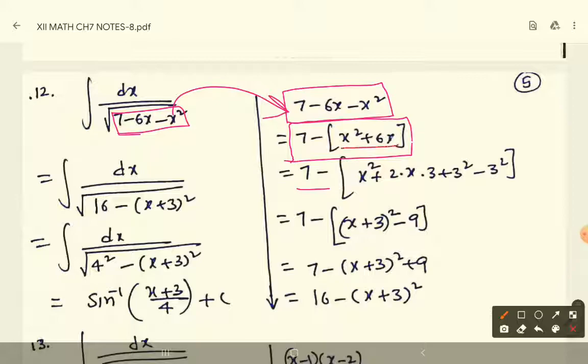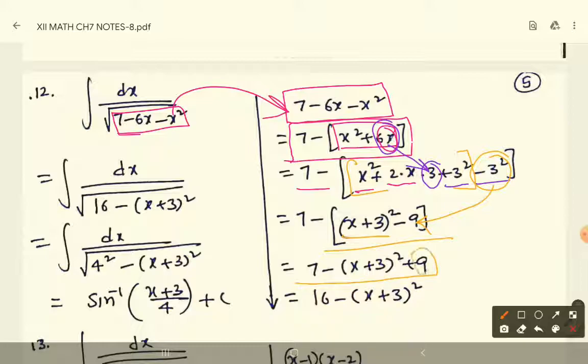See, x square plus 6x can be written as x square plus 2 into x, but it is 6x, so I can write into 3. Whenever into 3 is coming, plus 3 square minus 3 square. Then if you look at this group, you can write it as (x plus 3) whole square and then minus 9. Open the square bracket. 7 plus 9 will be 16 minus (x plus 3) whole square. 16 is nothing but 4 square minus (x plus 3) whole square.